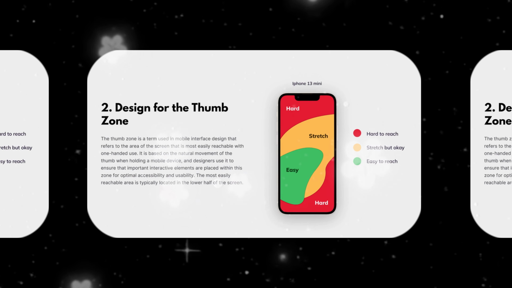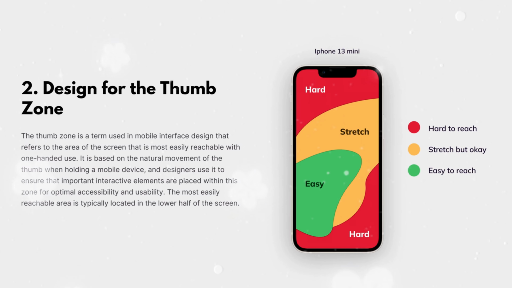The thumb zone is a term used in mobile interface design that refers to the area of the screen that is most easily reachable with one-handed use. It is based on the natural movement of the thumb when holding a mobile device, and designers use it to ensure that important interactive elements are placed within this zone for optimal accessibility and usability.